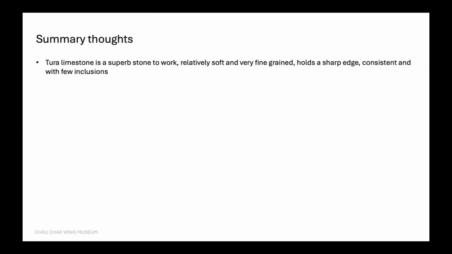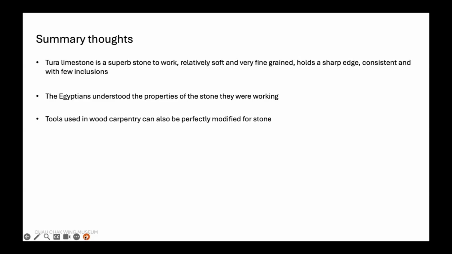So, some summary thoughts. Tura limestone is a superb stone to work. It's relatively soft and very fine grained. It's robust for building structures. It holds a sharp edge. It's consistent and it has few inclusions, making it an ideal stone to work with. The Egyptians understood the properties of the stone they were working, and Tura limestone was clearly selected for effect. Tools used in wood carpentry can also be perfectly modified for stone.